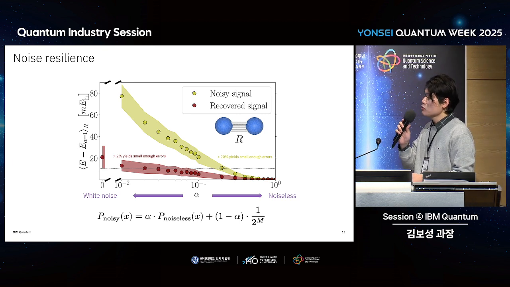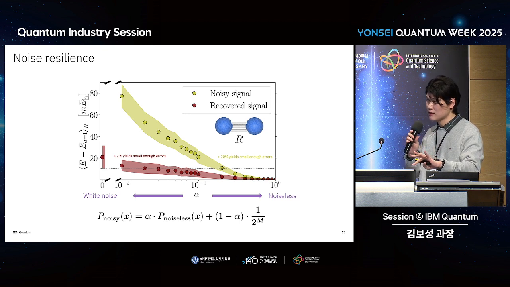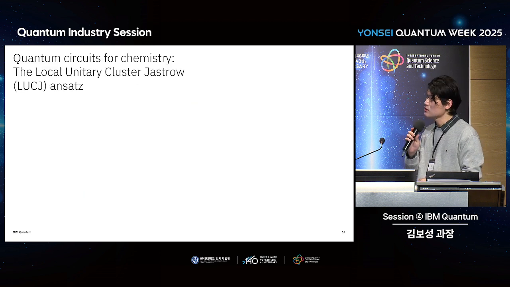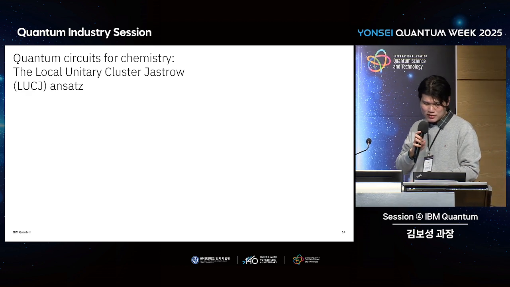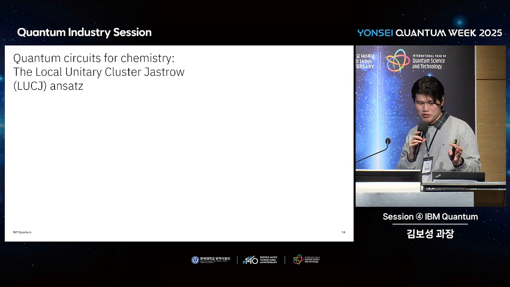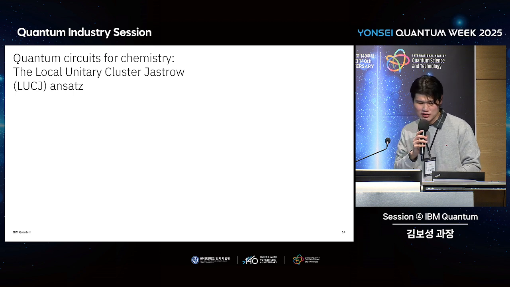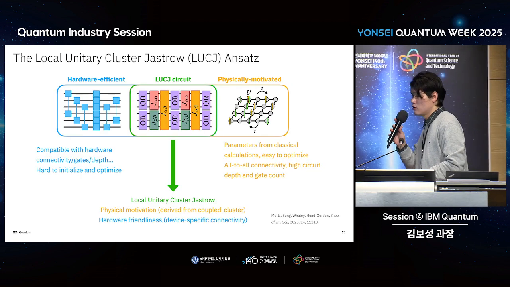So yes, this was the part about our algorithms, how we have classically distributed this whole workflow over classical resources. Now let's look into the quantum circuit we used. For quantum circuits for chemistry, we also proposed the local unitary cluster Jastrow ansatz, in short LUCJ. And if you look into the circuit, it looks like this.